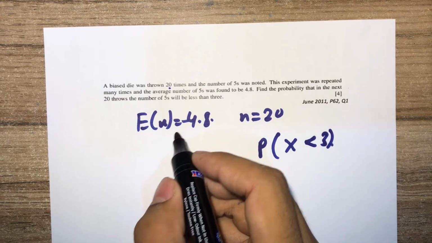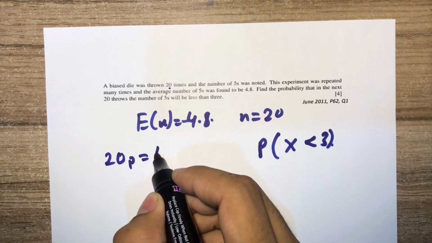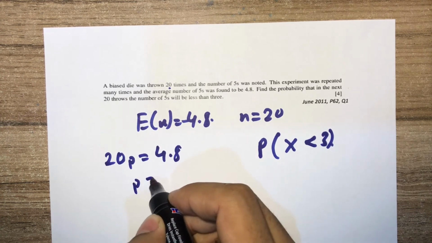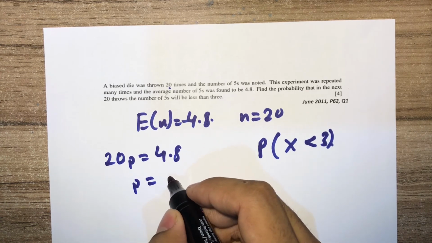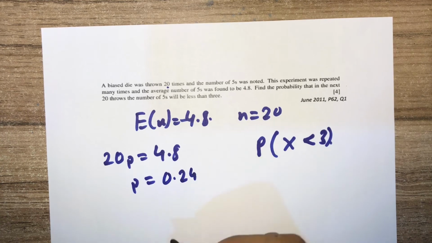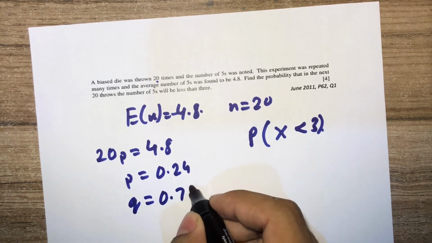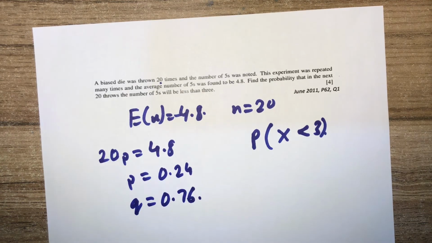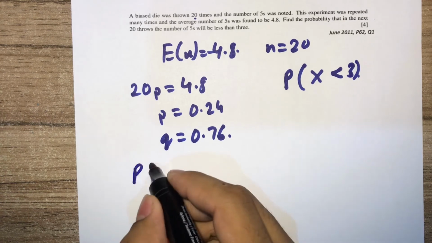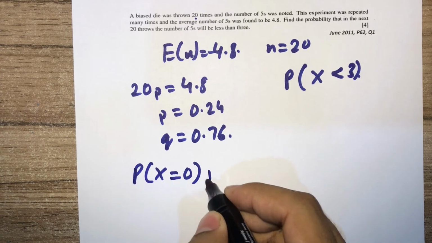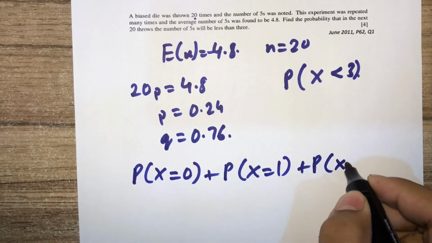Now this is the expected value. The formula for expected value is np. So we'll get p equals 0.24. So q will be 1 minus 0.24, that is 0.76. Now probability of x less than 3 means probability of x equals 0 plus probability of x equals 1 plus probability of x equals 2.